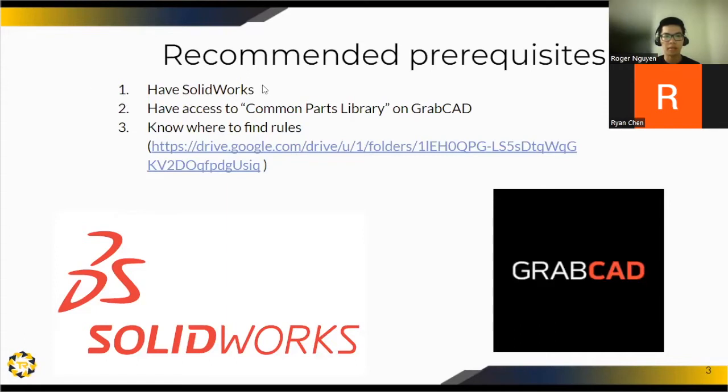So, some recommended prerequisites. Hopefully you should have SolidWorks by now. If you're a mechanical recruit, then you should have access to the common parts library. If you are not a mechanical member, then in the public folder you have all the parts you need for the assignments. The common parts library is very similar to the toolbox that I showed you in the last workshop, where you can make gears, nuts, and stuff. It's all the parts that teams use, something like square tubing. We don't have to search online to look for that type of stuff.